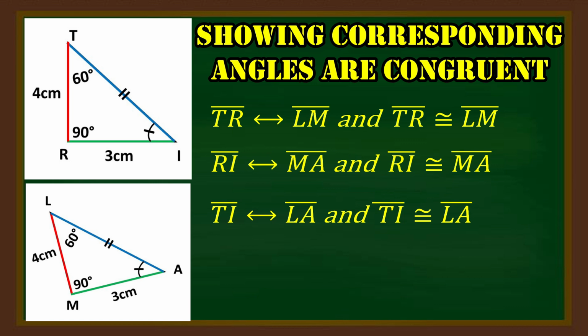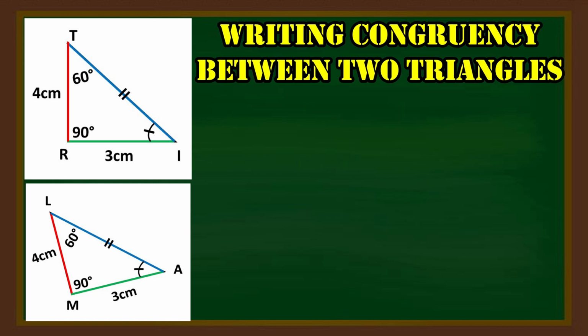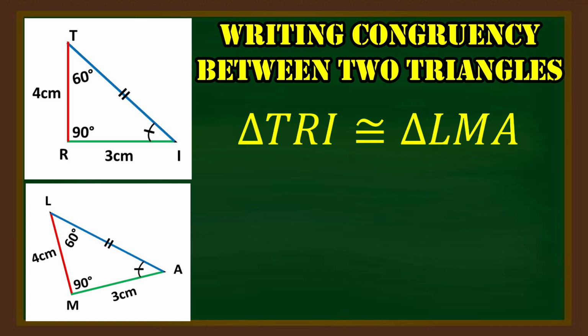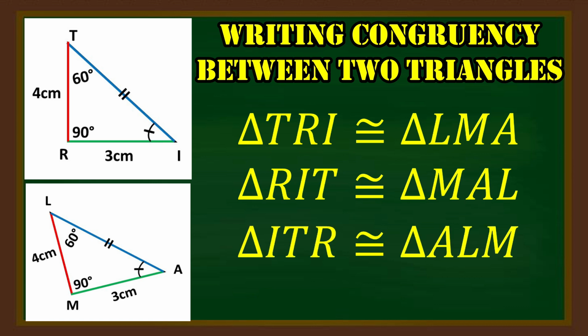And now, since we have shown that the three pairs of corresponding sides and angles are congruent, we can now finally conclude that the two triangles are congruent according to the definition of congruent triangles. We could write either of the following to denote congruency between these two triangles. We can write triangle TRI is congruent to triangle LMA. Note that point T on the first triangle and point L on the second triangle are corresponding. Same with R and M, and I and A. Otherwise, you write it incorrectly.